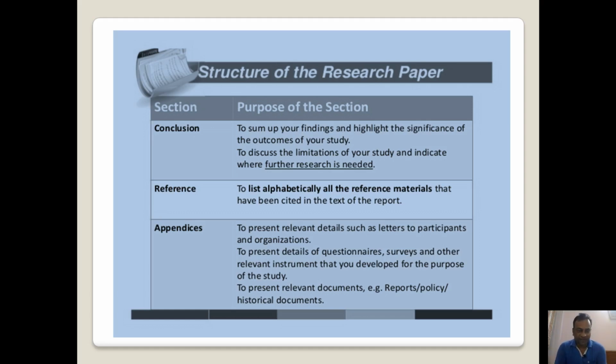Next is References. We all know references mean to list alphabetically all the reference materials that have been cited in the text of the report. Whatever books you have used while writing this particular research paper, you need to write alphabetically with author name, publication name, year of publication. This is the way the APA system is also applicable here, so you can go through that also.